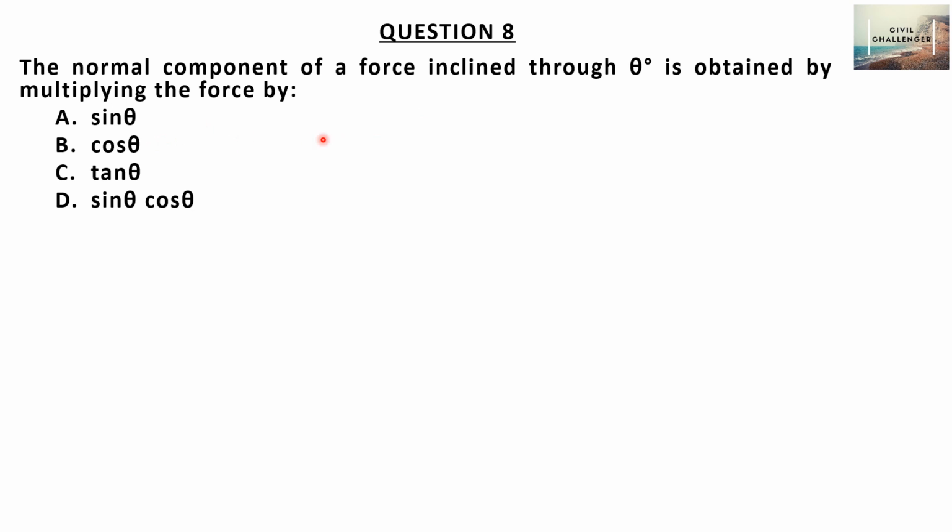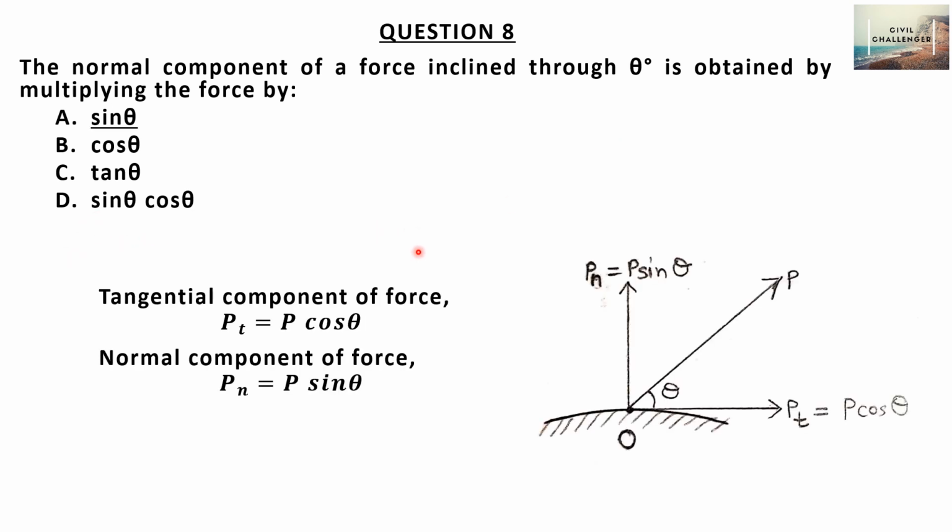Okay, now the next question is, the normal component of a force inclined through theta degree is obtained by multiplying the force by option A sin theta, option B cos theta, option C tan theta, option D sin theta cos theta. We have seen that a force can be split into many number of components. Generally we split the force into two mutually perpendicular components. Now if a force acts on a surface or a curve, we can split it into two components. One is the tangential component and other is the normal component. Tangent is a line that intersects this curve or surface at just one point, and normal is the line that is perpendicular to this tangent.